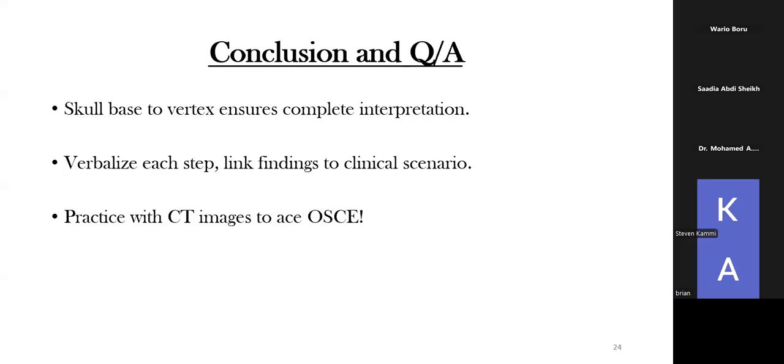Thank you, Doc. I think there are some questions that require clarification in the chat box. Let me see what we have. Okay, so someone is asking, kindly point out the soft tissue swelling. So let me go to that scan.